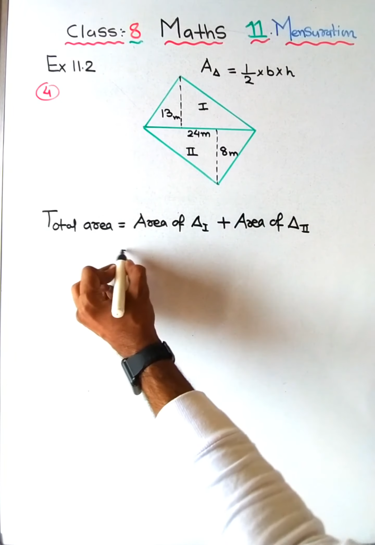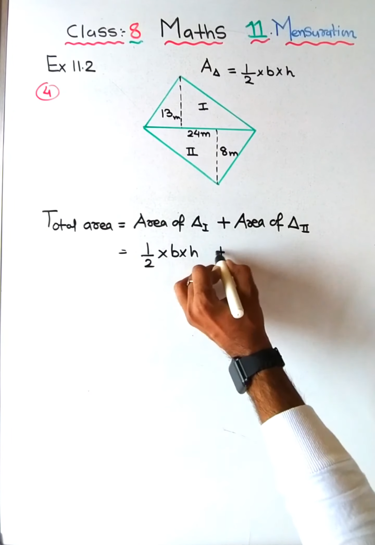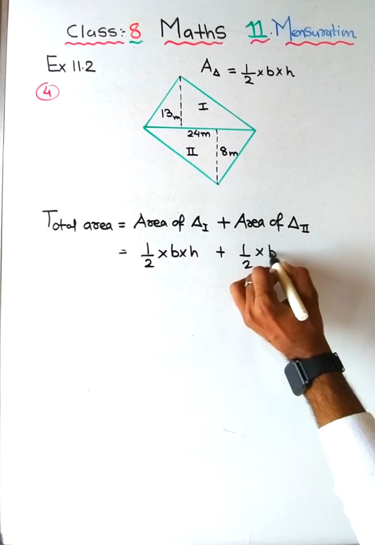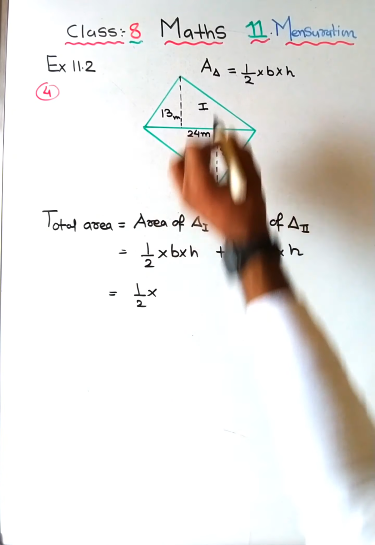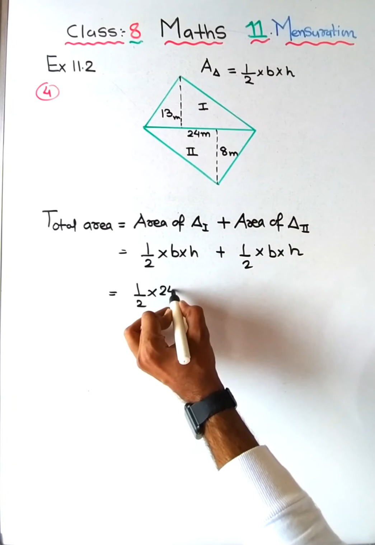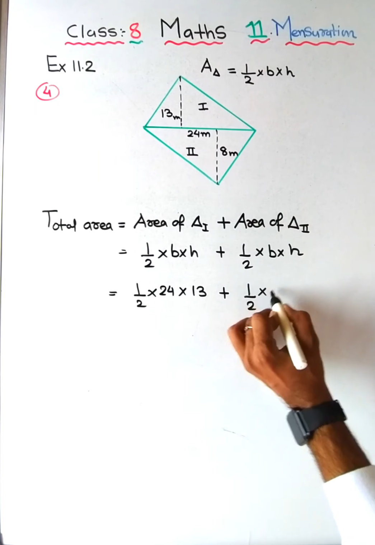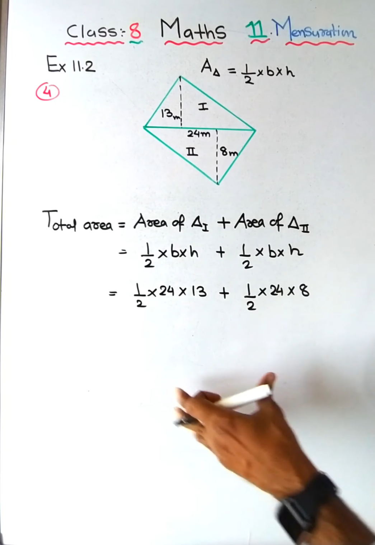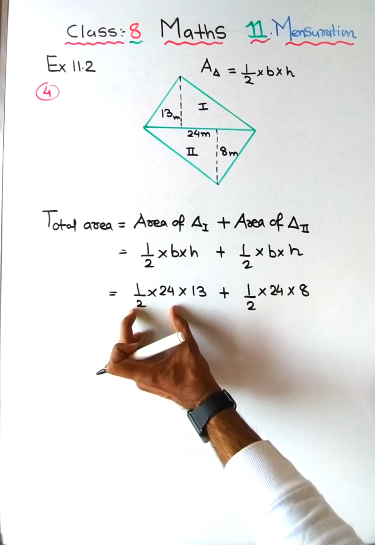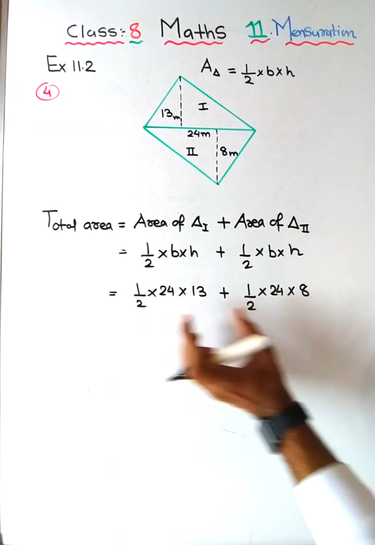Now area of triangle 1 is half base into height. Again it is half base into height. Now let us put the values. 1 by 2. For triangle 1, what is base? 24 only. Height is 13. For triangle 2, base is 24 only. Height is 8.